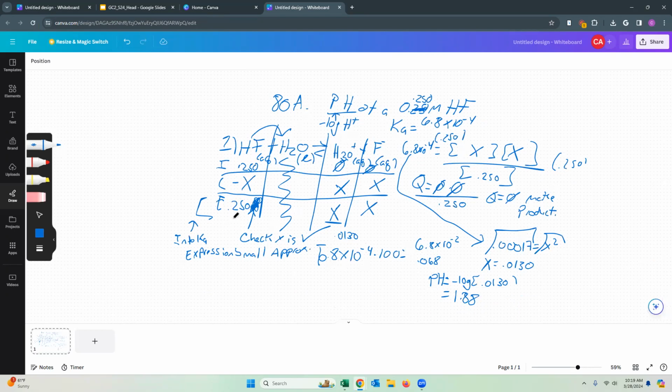Now, one thing I do want to point out is let's check that X is small approximation. When we use that, we said X was 0.01. So imagine that I didn't use that approximation and I did the quadratic. I would get a number that's close to 0.01, which compared to our initial is 0.5% of our initial concentration, which means my pH is off by 0.5%. So if I did the quadratic, I might get a pH of 1.89. Not enough difference for me to care. That is why we use the X is small approximation. Saves us some time.